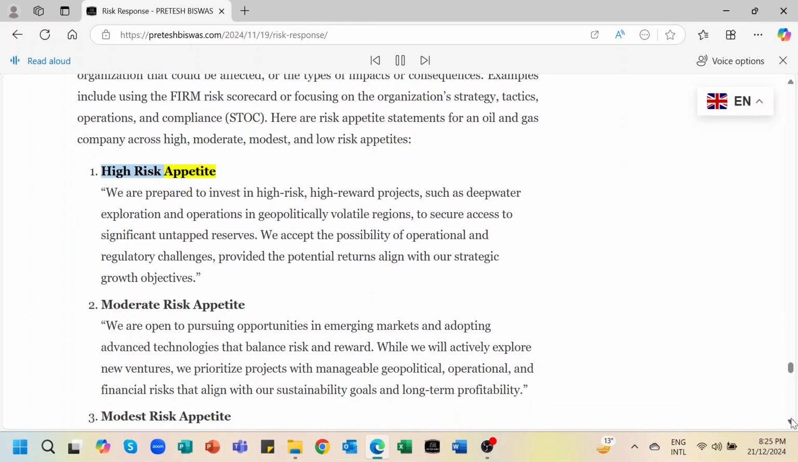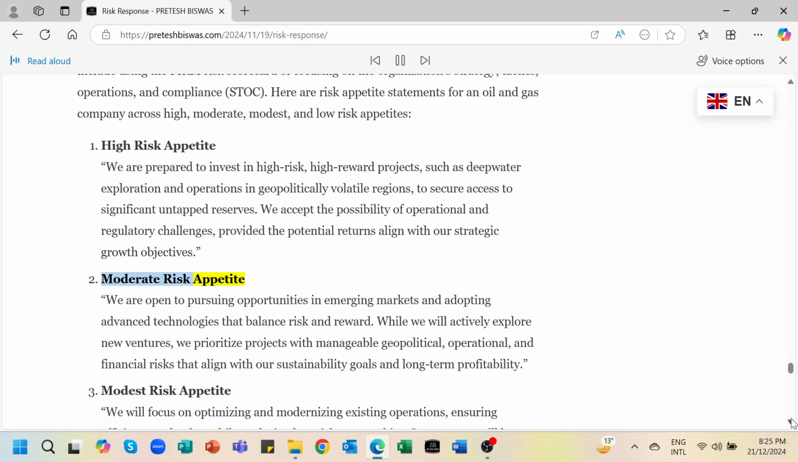High risk appetite. We are prepared to invest in high risk, high reward projects, such as deep water exploration and operations in geopolitically volatile regions, to secure access to significant untapped reserves. We accept the possibility of operational and regulatory challenges, provided the potential returns align with our strategic growth objectives.